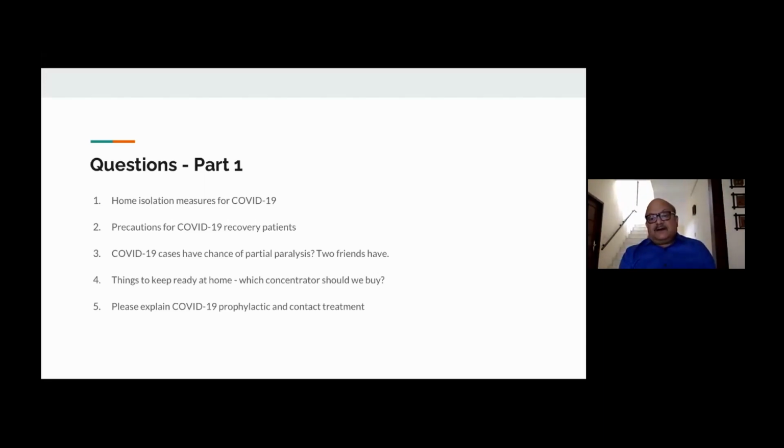Otherwise, these patients are the ones who are at high risk for the dreaded complication which you all might have heard of. It's called the black fungus in the layman's terms, or we call it mucormycosis.